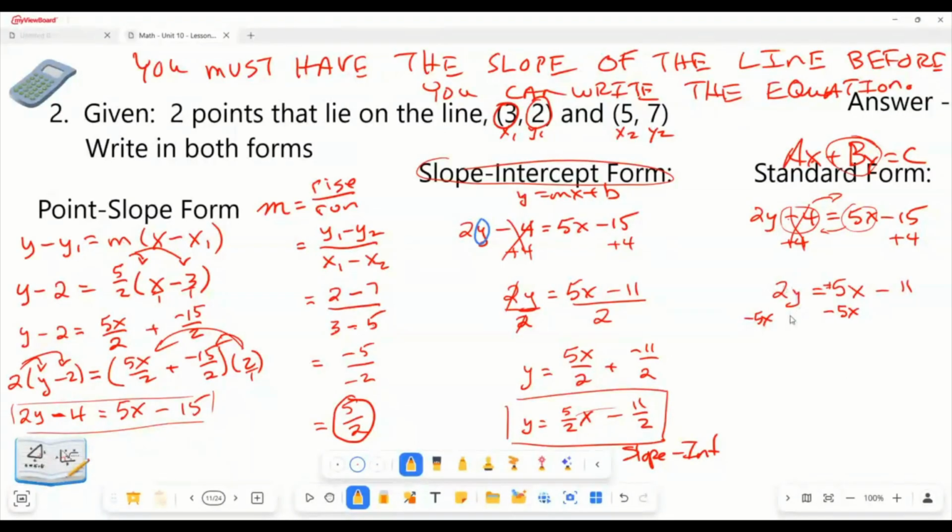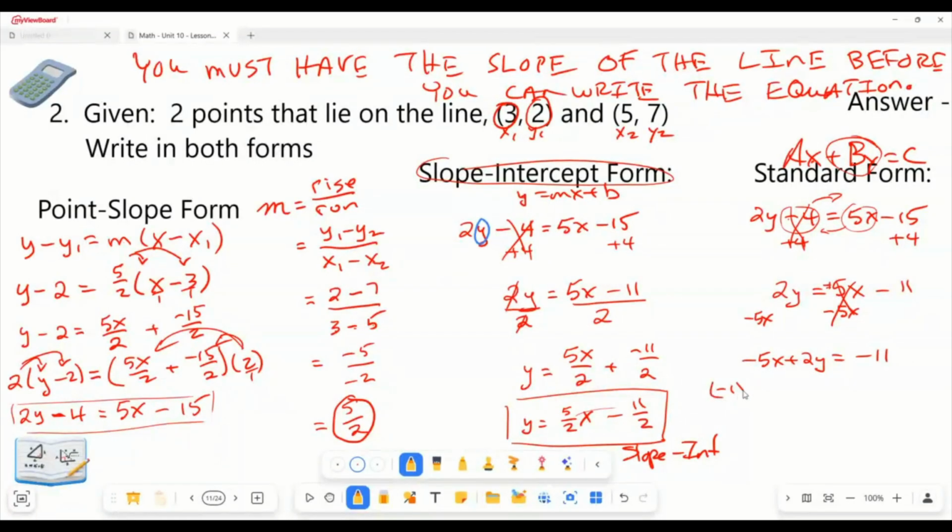On the left, those don't combine, so we have -5x plus 2y. These add out. We get -11. We're almost there. X and y are on the same side. There are no fractions, but the x term has to be positive.